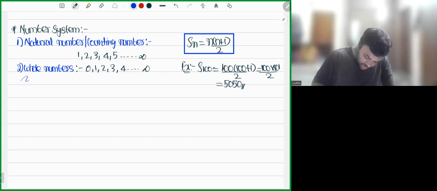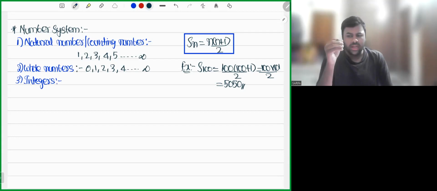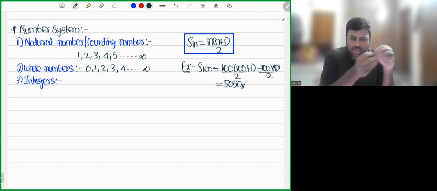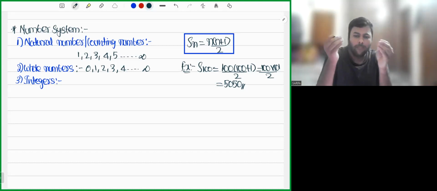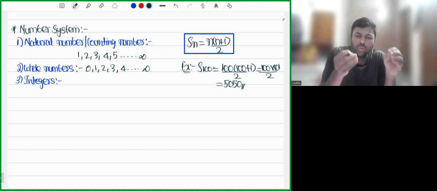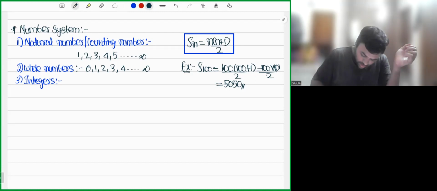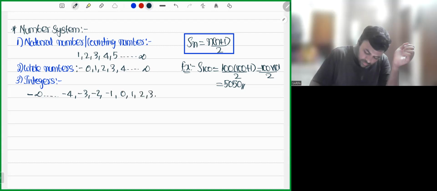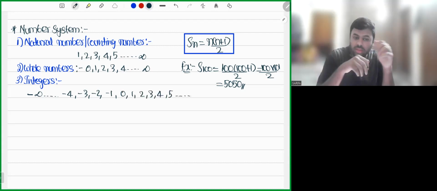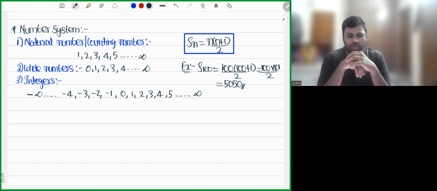Third comes integers. What do you mean by integers? Integers means numbers which are negative numbers, positive numbers, and 0. That is minus infinity, and so on, minus 4, minus 3, minus 2, minus 1, 0, 1, 2, 3, 4, 5, and so on till infinity. These are called integers, my dear friends.